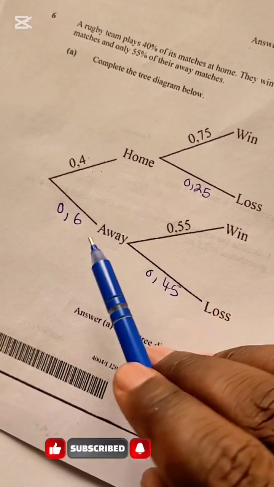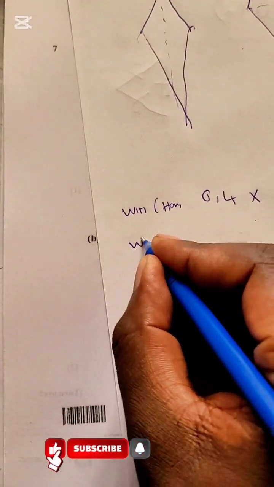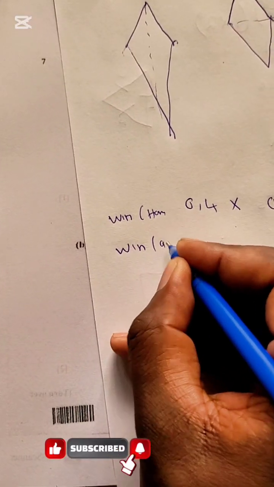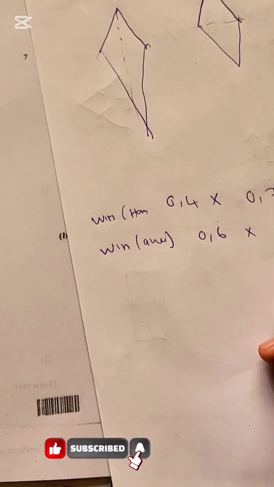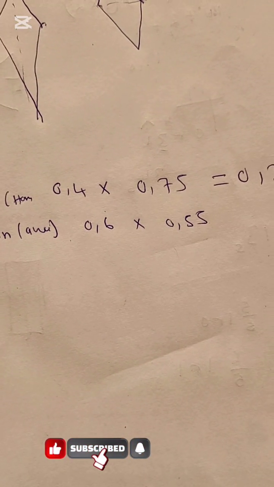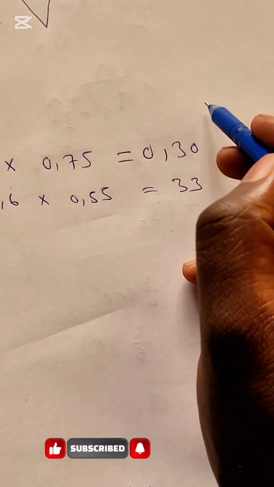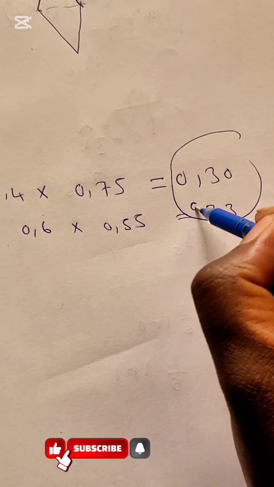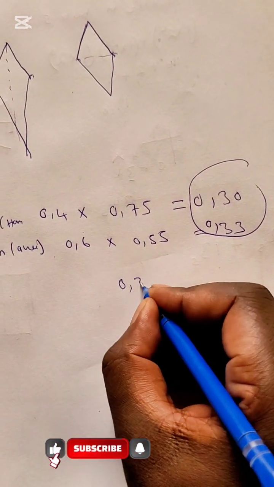Then away, 0.6 multiplied by the win, 0.55. So win at away is 0.6 multiplied by 0.55, to get 0.33. Then we're going to add these two probabilities.